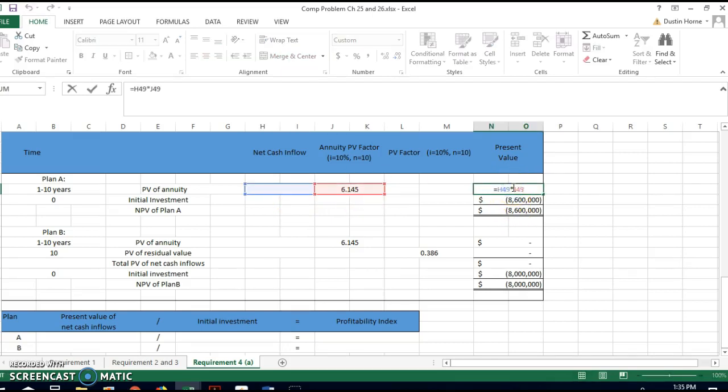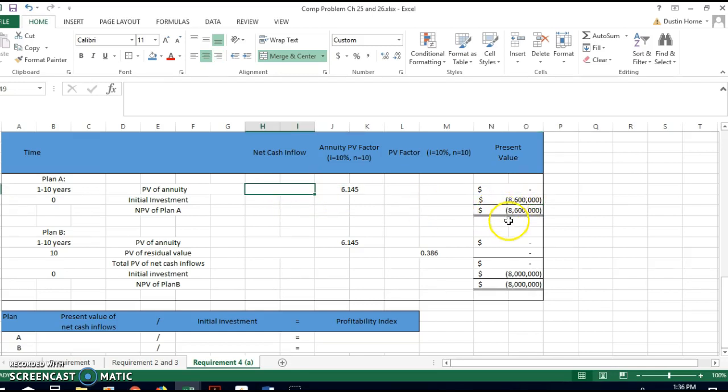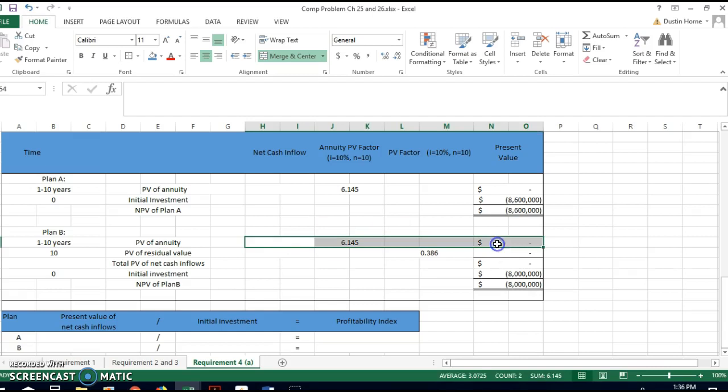Now I've already entered that formula, so all you have to do is put the $1,525,000 in there. The initial investment was $8,600,000. We invested this. This is an outflow, so that's why it's a negative number. All you have to do is plug in this number here, and all of this is going to be work for you. Down here, same thing. Your present value of annuity is your annual cash inflow, which is $1,100,000. So once you put that in, it'll give you that.